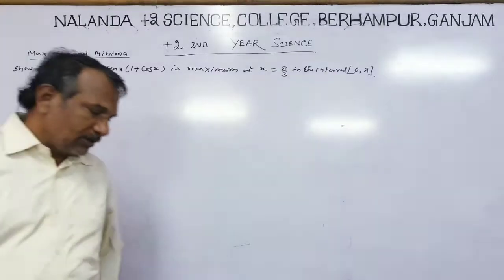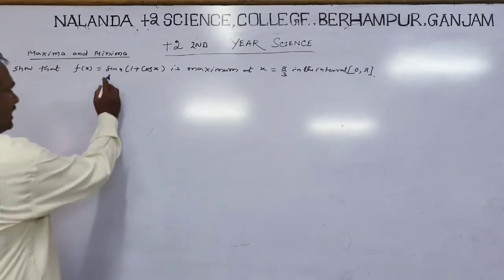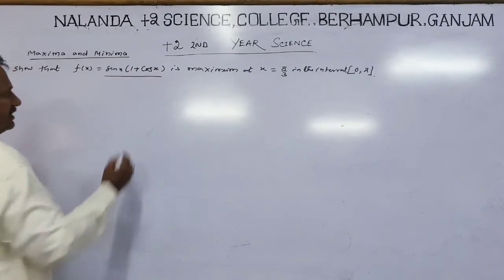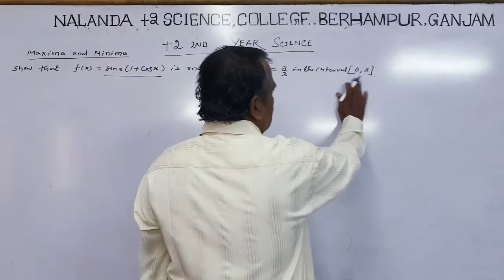Okay, good morning students. Today we will discuss the properties of maxima and minima. Here it is given: show that the function f of x equals sin x into (1 plus cos x) is maximum at x equal to pi by 3 in the interval 0 to pi.